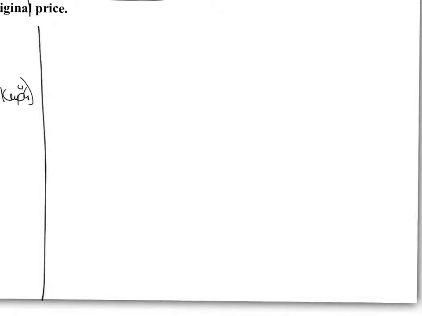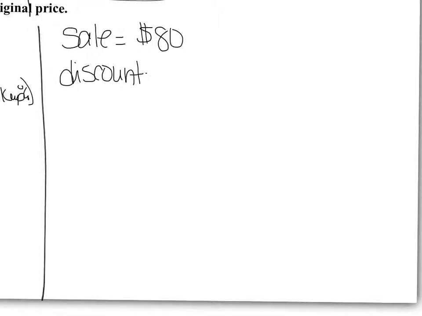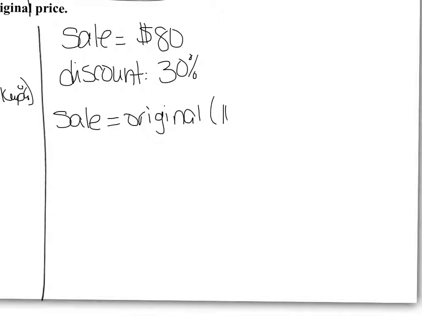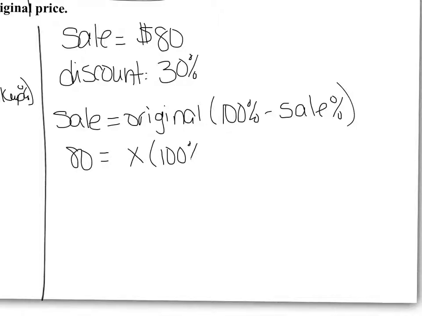Okay, well this time, if I know that the sale price is $80 and it was on sale for 30% off. Okay, this time we're going to use the formula that says sale price equals original times 100%, and since a sale is a decrease, we're going to subtract my sale percent. And we're going to go through and fill in the gaps that we know. So my sale price was 80. My original is what I'm looking for. Then I'm going to plug in 100%, and my sale percent is 30%.